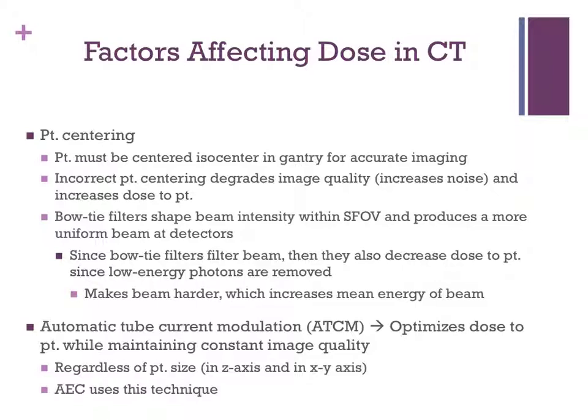The use of bow tie filters in CT shapes the beam intensity within the scan field of view. It also produces a more uniform beam at the detectors. Because the X-ray beam is filtered, the bow tie filters actually play a role in decreasing the dose to the patient, since the low energy photons are removed, which makes the beam harder.